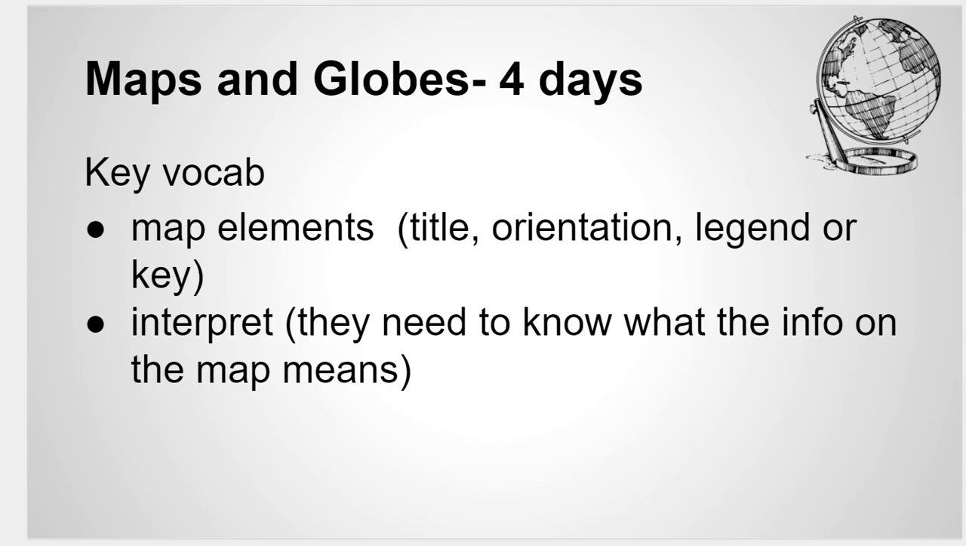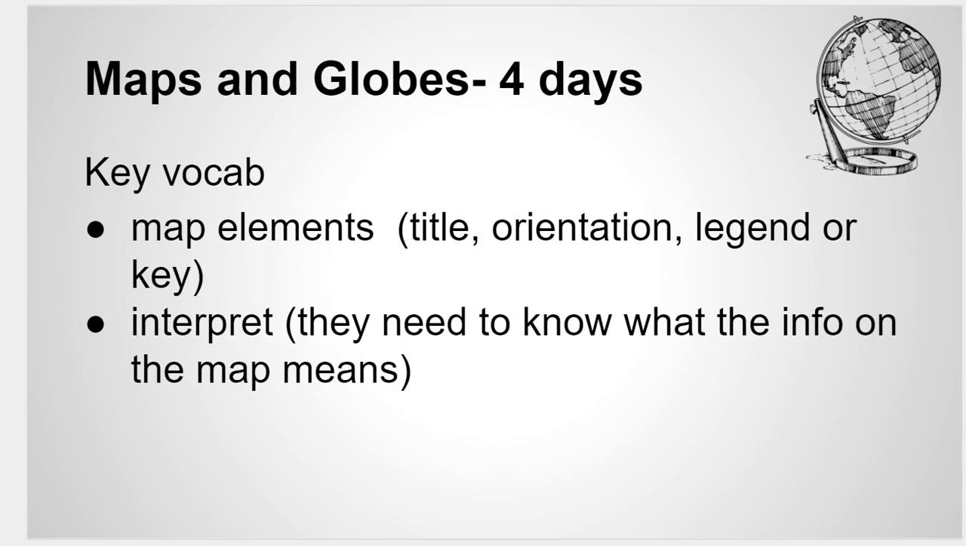Key vocabulary or map elements. So we really need to start talking with kiddos about how maps need a title, an orientation, a legend or key, and that we're interpreting maps. So it's more than just finding places, but we're also looking for what other information a map can tell us.